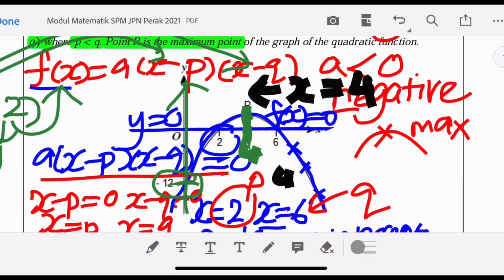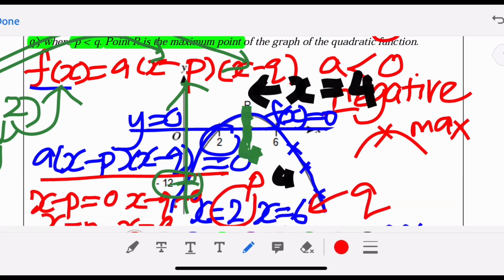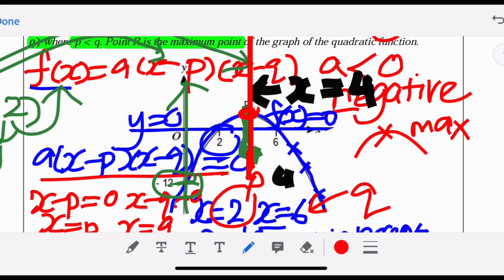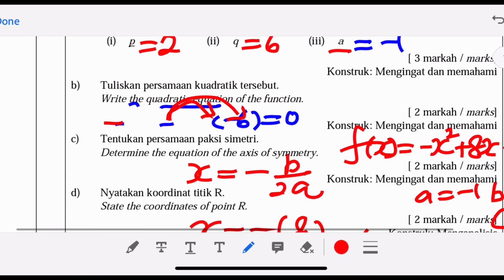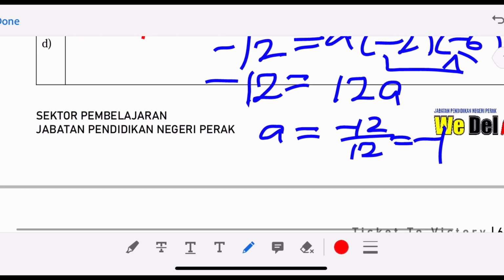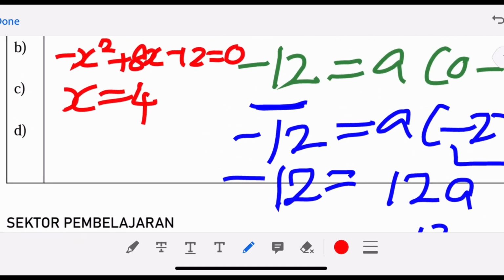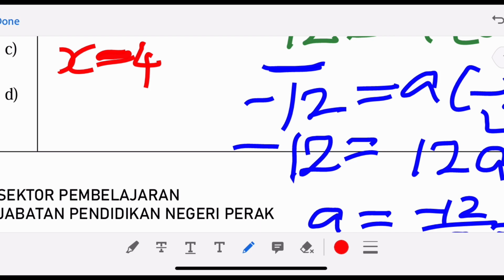Okay, now I want you to know the meaning of axis of symmetry. It will pass through the midpoint 4 vertically, and passes through the maximum point if the graph is n-shaped. If it is U-shaped, it will pass through the minimum point. So it's always at the middle of the quadratic function. Okay, we have the axis of symmetry already. Please write x equal. There must be an equal sign. No equal sign is considered wrong. You cannot just write x4.